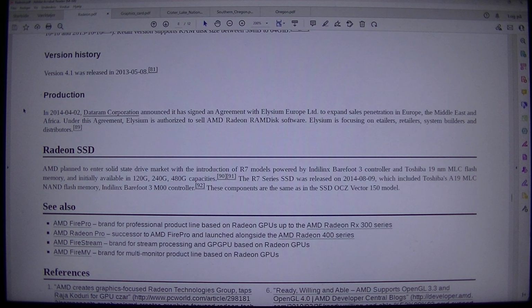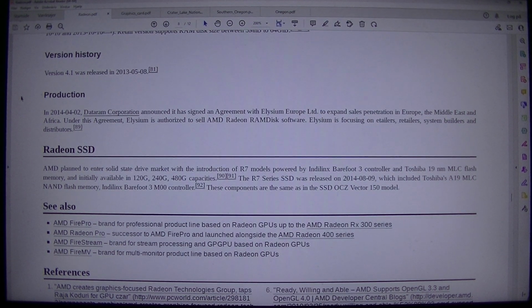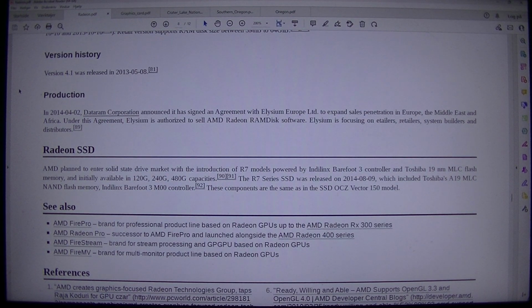See also. AMD FirePro, brand for professional product line based on Radeon GPUs up to the AMD Radeon RX 300 series. AMD Radeon Pro, successor to AMD FirePro, launched alongside the AMD Radeon 400 series. AMD FireStream, brand for stream processing and GPGPU based on Radeon GPUs. AMD FireMV, brand for multi-monitor product line based on Radeon GPUs.